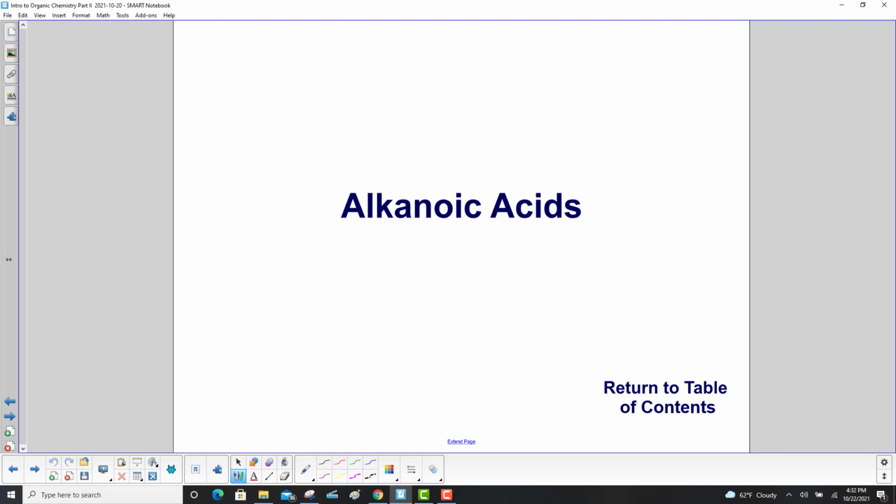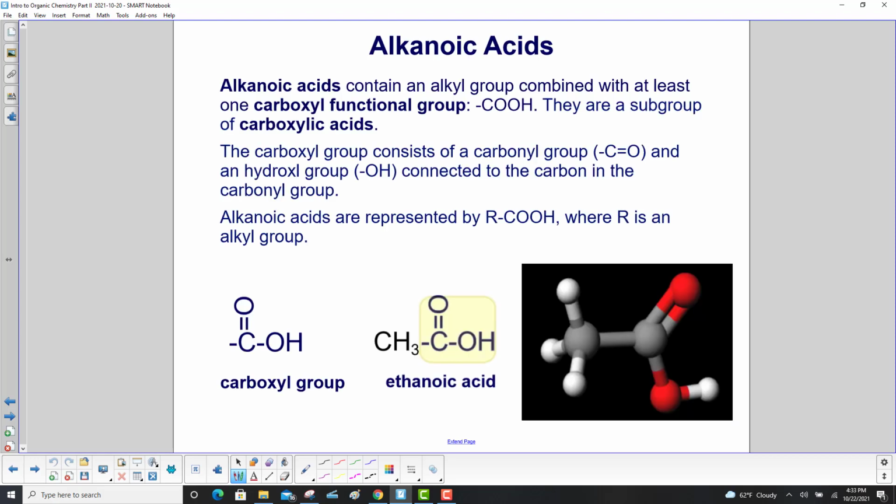Alkanoic acids. Alkanoic acids contain an alkyl group combined with at least one carboxyl functional group, and that's this right over here, COOH. They are a subgroup of carboxylic acids. The carboxyl group consists of a carbonyl group and a hydroxyl group connected to the carbon in the carbonyl group. Alkanoic acids are represented by R-COOH, where R is an alkyl group.